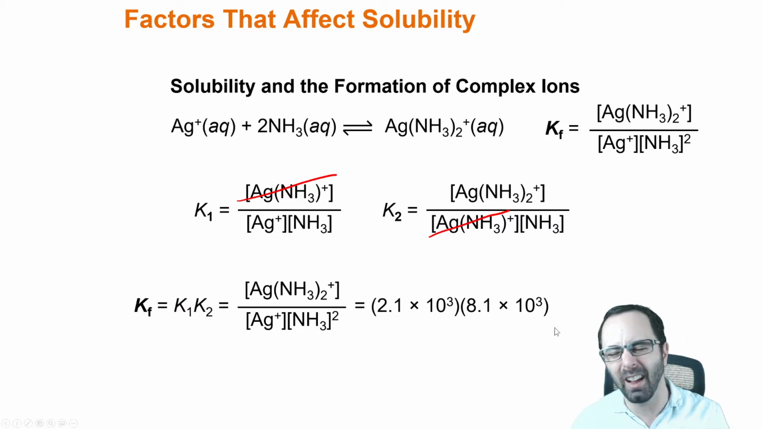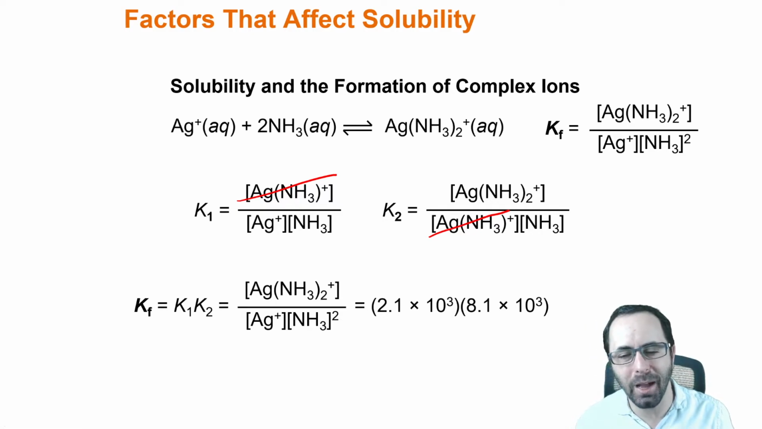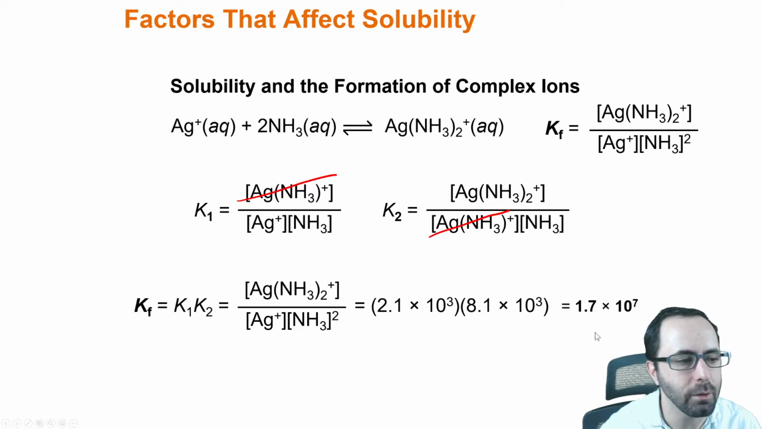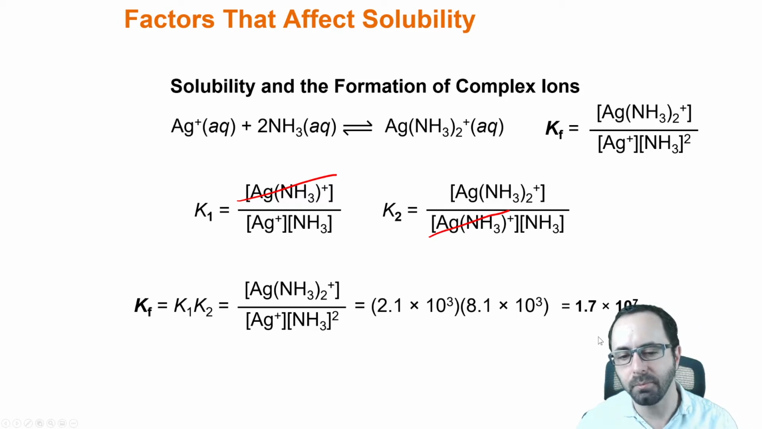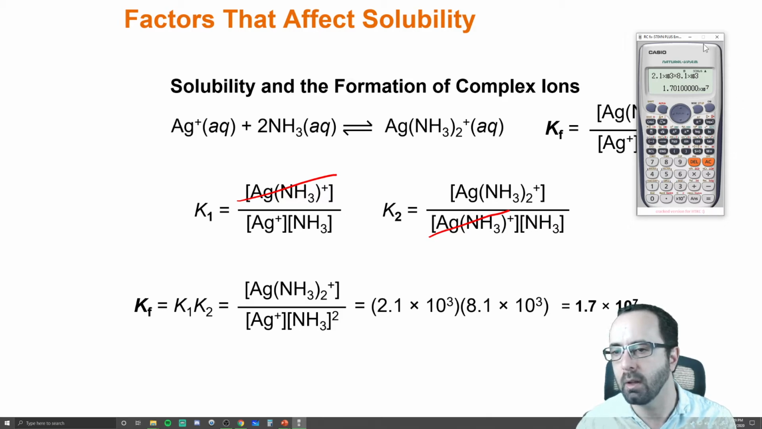Just a reminder, kind of harkening back to the equilibrium chapter, that if you have two separate reactions and you add them together, the K for the overall reaction is the two Ks multiplied together. And so just to show that with the calculator here, 2.1 times 10 to the 3 times 8.1 times 10 to the 3 equals 1.7 times 10 to the 7.